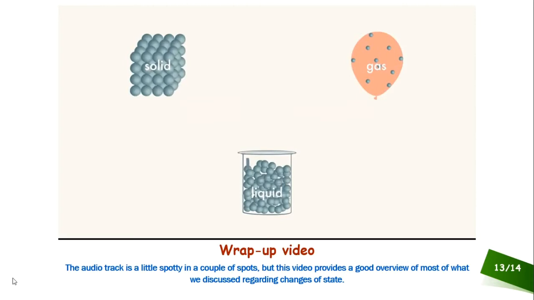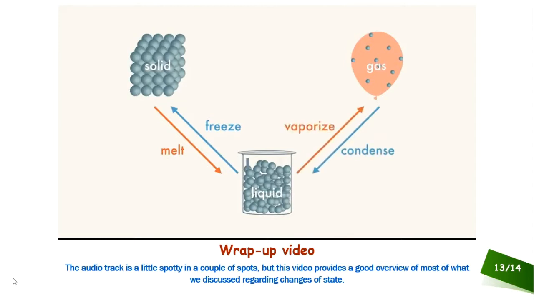To go from a solid to a liquid, you add energy to melt it. But to go from a liquid to a solid, you'd want to remove kinetic energy by decreasing the temperature, and that's freezing. Similarly, a gas can become a liquid by lowering its temperature and condensing. When a liquid's temperature increases enough, it can vaporize to become a gas.